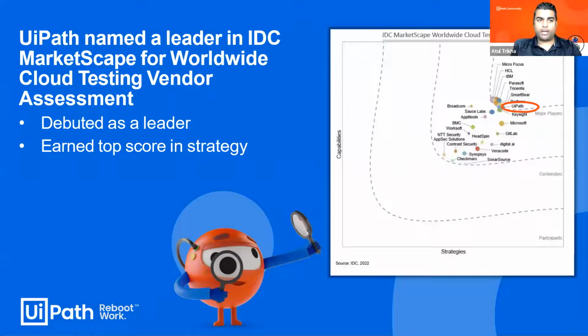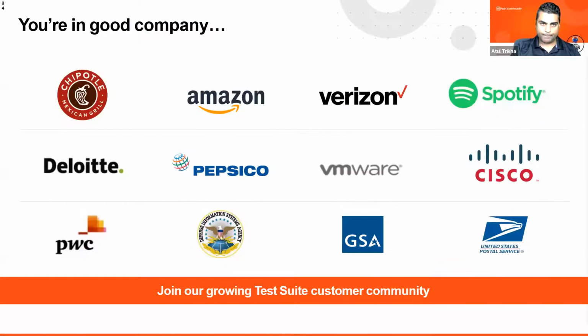But these are not the only factors for choosing UiPath Test Suite. UiPath is named a leader in the IDC MarketScape for worldwide cloud testing vendor assessment. Within this report, IDC MarketScape recognized UiPath for capitalizing on its RPA technology and dominant position in the enterprise automation market to help enable timely, needed coordination and synergy for testing the automations. UiPath is the leader in automation. And there are many companies using Test Suite; a few of them are mentioned here.